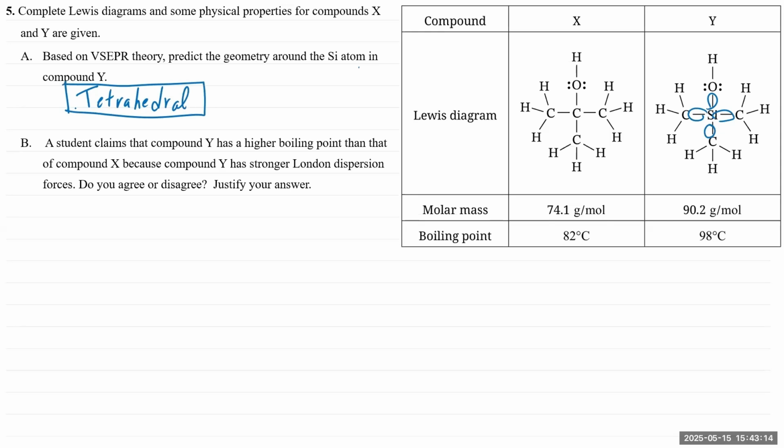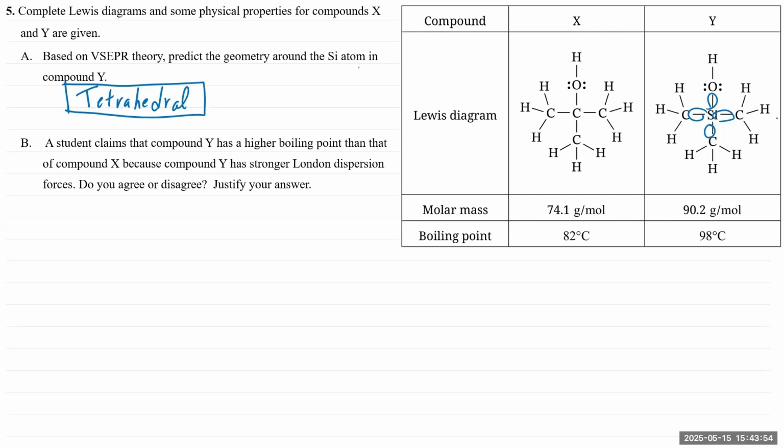Part B, a student claims that compound Y has a higher boiling point than that of compound X because compound Y has stronger London dispersion forces. Do you agree or disagree? All right, so if you take a look at this, what do we know? We notice that essentially the two are exactly the same, except silicon has a larger radius, doesn't it? Silicon is lower than carbon, if you remember, because they're in the same family.